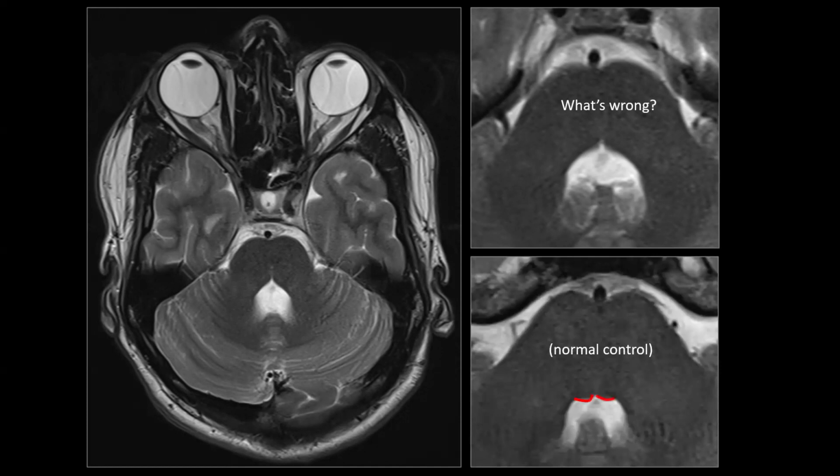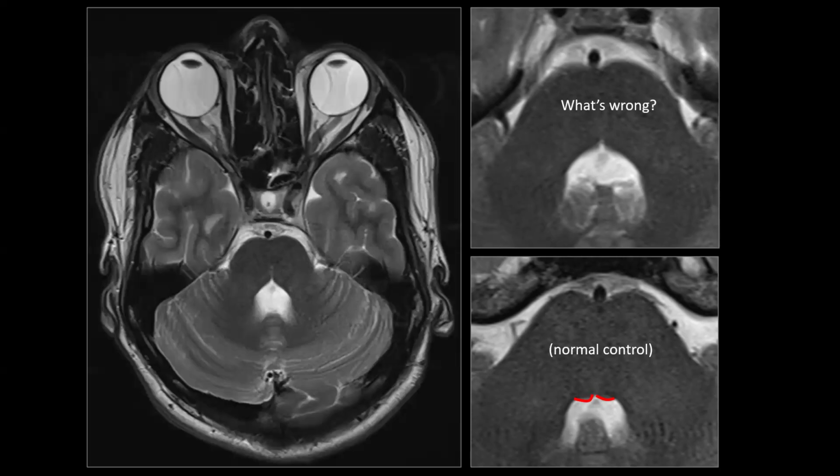The facial colliculus is not there. This is the place where we'd expect to find the abducens nucleus. Does that mean the abducens nucleus is missing? In this case, it was. This patient also had a very severe scoliosis.